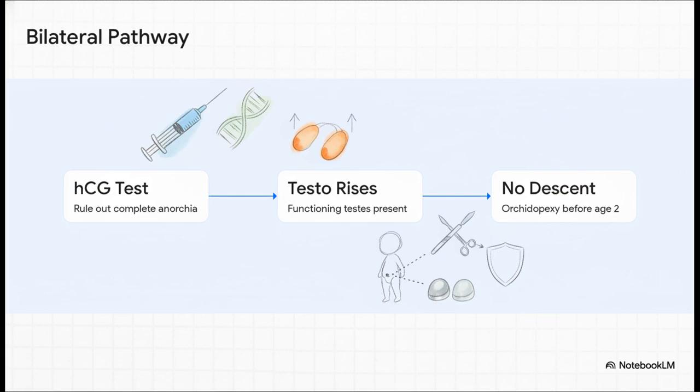Let's quickly trace the logic of the HCG challenge. Step 1 is to administer the test to rule out complete anorchia. Step 2, if testosterone rises, it means functioning testes are present. Step 3, if there's no descent after 1 month, an orchidopexy must be scheduled before age 2. Remember, a complete lack of testosterone response totally eliminates the need for surgical exploration, and prosthetics are available if needed later on.